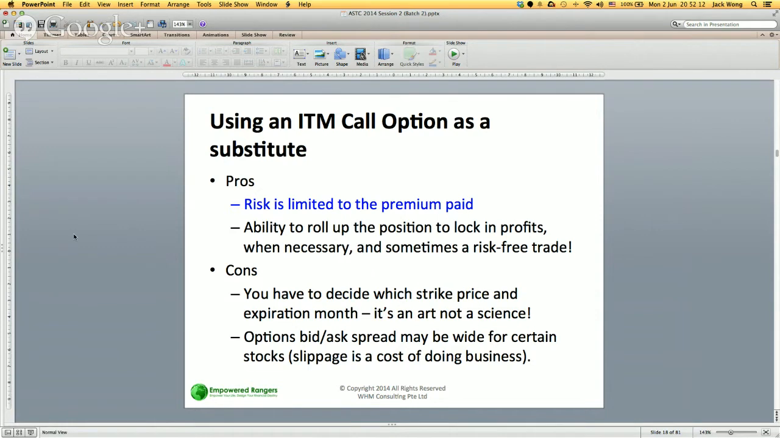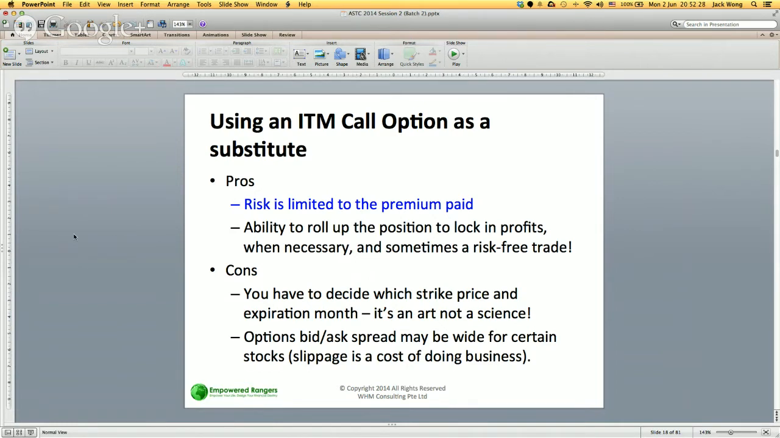now I know there's such a thing called in the money call option, but tell me which strike do I buy, which month do I buy? Regrettably, I do not have the formula for you. I don't have the exact scientific formula or scientific proof for you. So it's always an art, not a science.